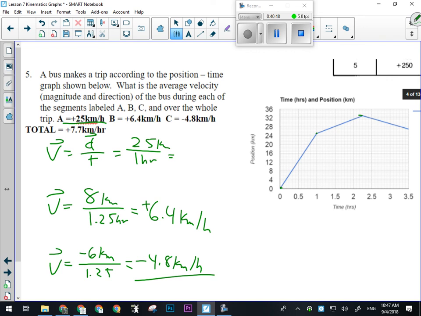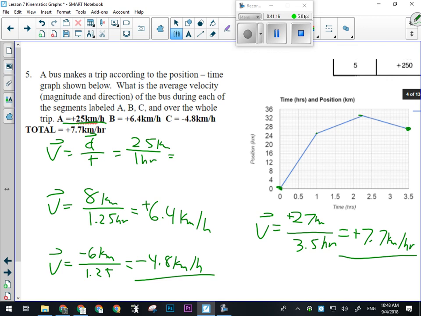Now we have to do over the whole trip, because that's the one thing we haven't done yet. So total displacement over the whole trip is positive 27 kilometers, because I start here and I end here at positive 27. That takes 3.5 hours, and so when we divide that, we should get positive 7.7 kilometers per hour.